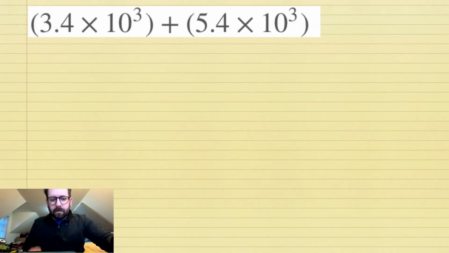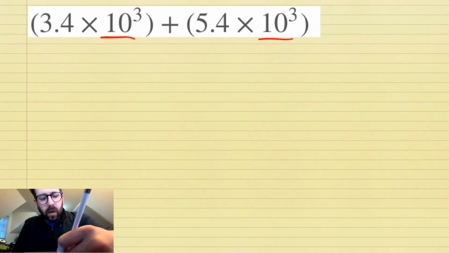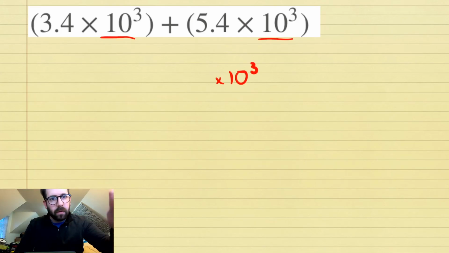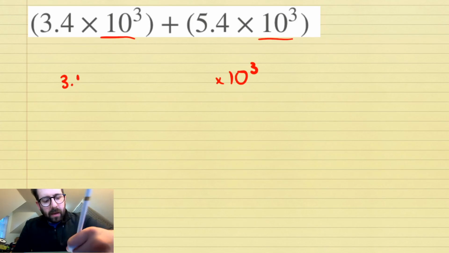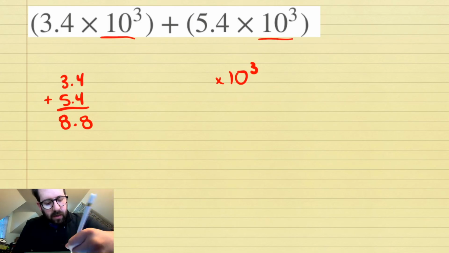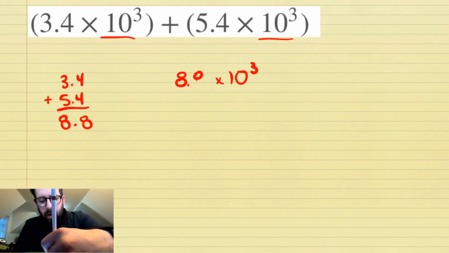And the last problem, we're adding again. So we have times 10 to the third, so 10 cubed. So I'll leave that alone, because when you add, those stay the same. And I'm adding 3.4 and 5.4. So if we add these together, that's an 8, and that's an 8, so 8.8 times 10 to the third.